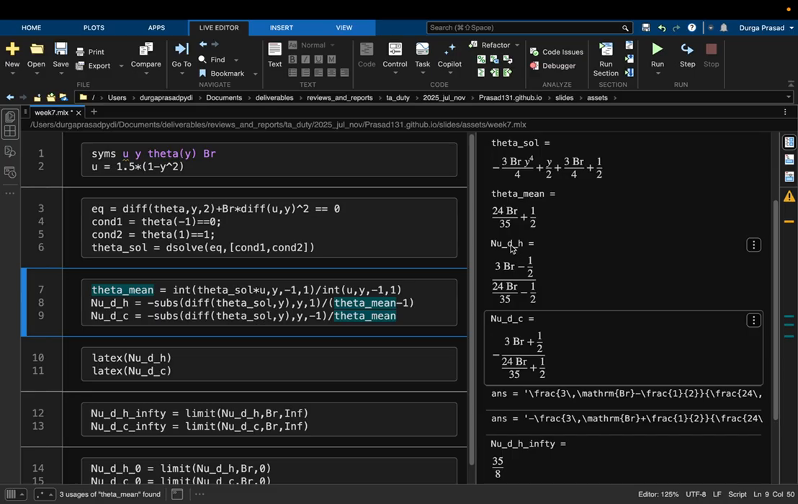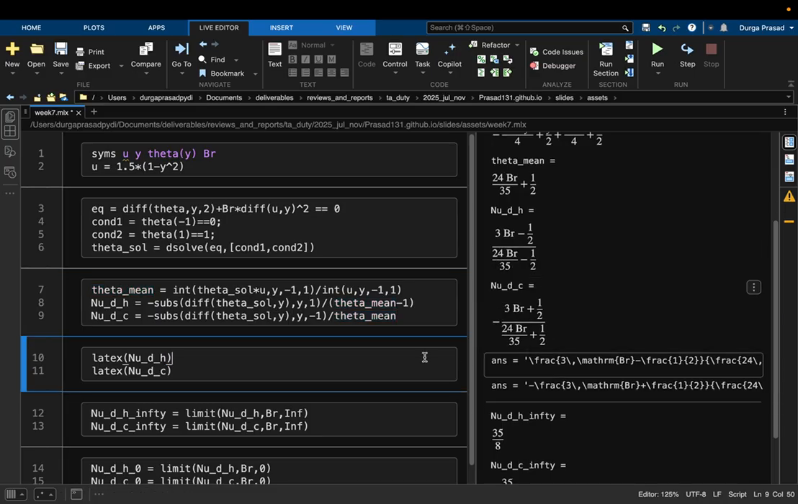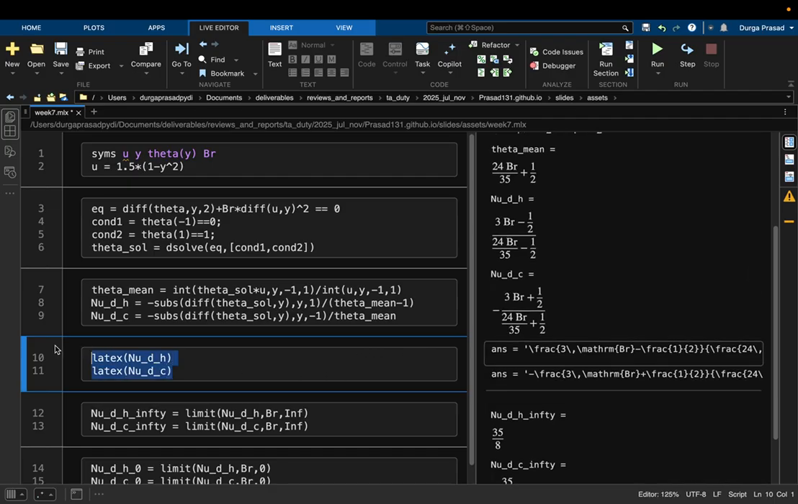If I compute the values, these are the values I am getting accordingly. For the hot wall, that is around 3 Br minus half by this. And for the cold wall, I have the other value. So let's ignore this for the time being.